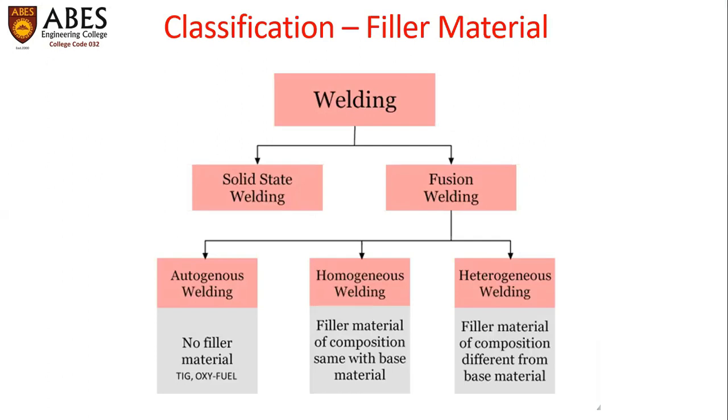Now, the classification on the basis of filler material. On the basis of filler material, welding has been classified into solid-state welding and fusion welding. Further, fusion welding is classified into autogeneous welding, homogeneous welding, and heterogeneous welding. In autogeneous welding, no filler material is used. In homogeneous welding, the filler material used has the same composition as the base metal. In heterogeneous welding, the filler material used has a different composition from the base material.